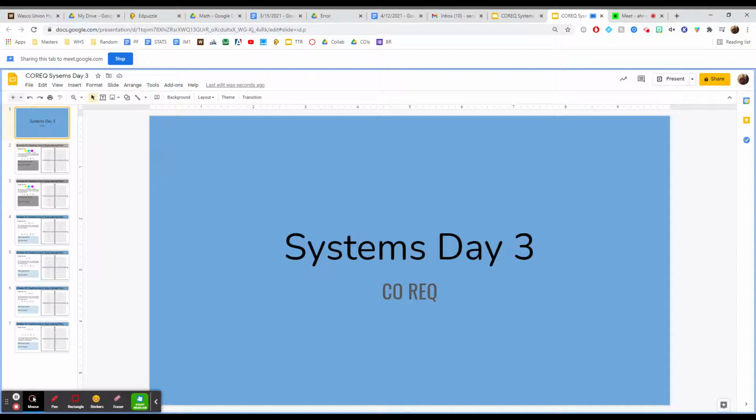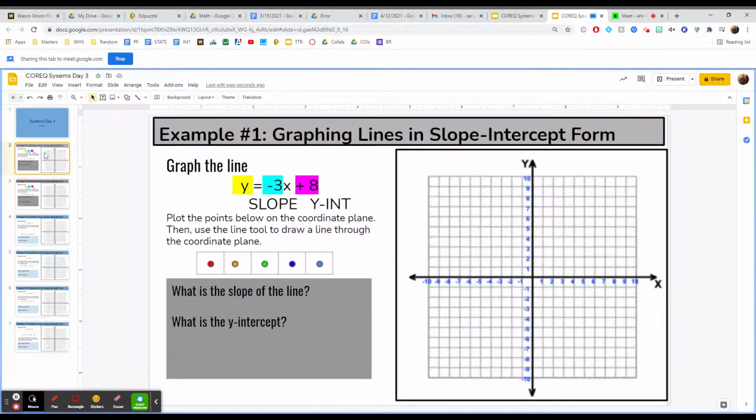All right, so day 3 on systems. We are going to keep solving, or not solving, but graphing linear equations. Okay, so it's the first example. It says plot the points below on the coordinate plane, then use the line tool to draw a line through the coordinate plane. Okay, so we're going to drag these points to where our y-intercept and the slope are.